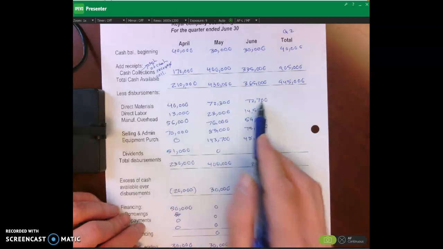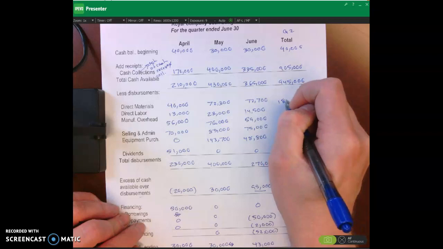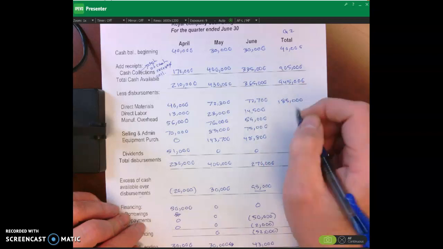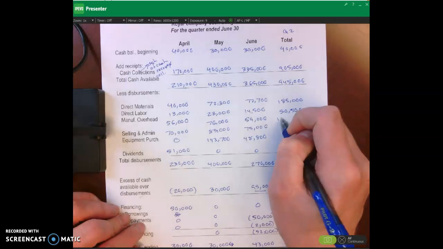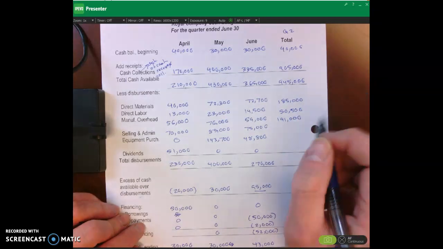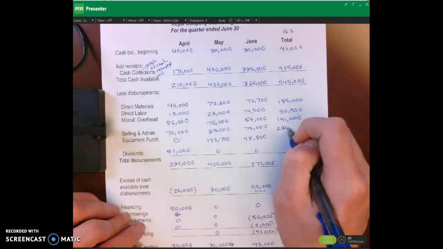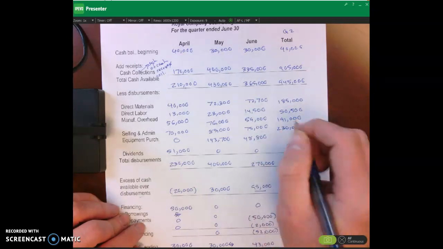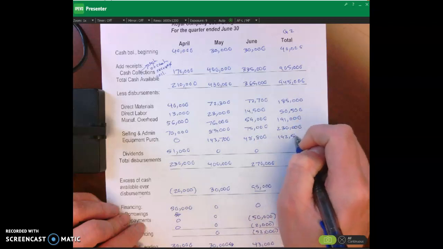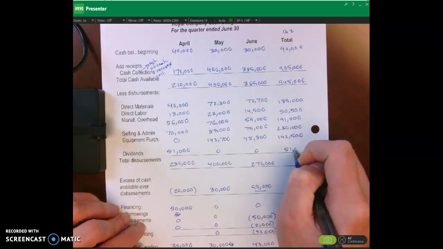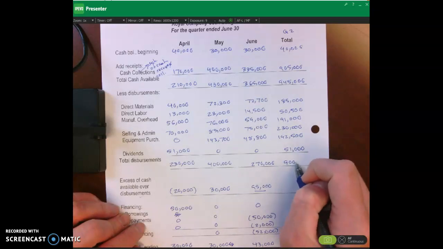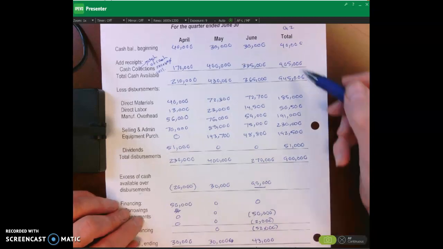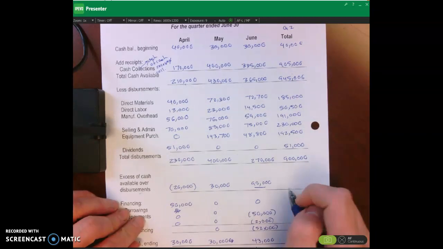And then I can add my direct materials across, 185. My direct labor across, 50,500. Overhead, 191. Selling and admin, 230. And then my total from my equipment purchases, my dividends. I can add up all these. I get total cash disbursements of 900,000. 945 minus the 900 gives me 45,000 right there.